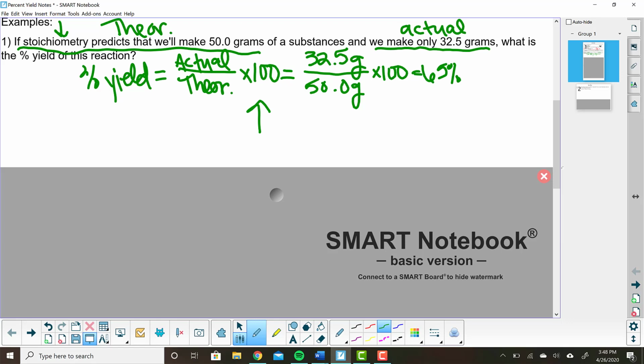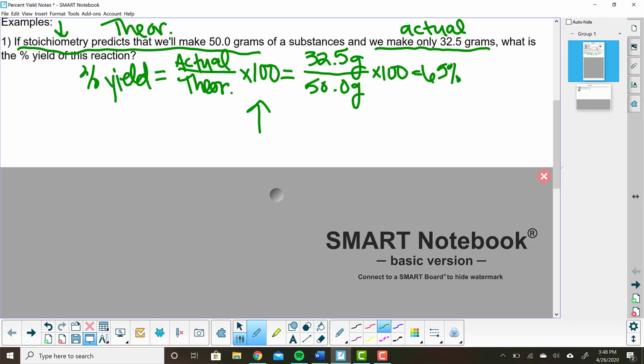Now you might be wondering, is that good? Like, obviously we want to make 100% if possible. But realistically, due to the errors that I described earlier, it's very unlikely that we would ever make 100% of a product. Granted, there are some reactions where it's easier to get a high percent yield, and some reactions have a lower percent yield. It just depends on the reaction.